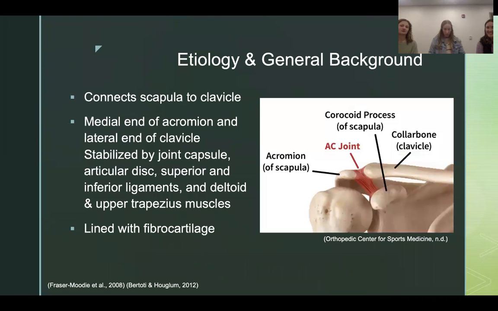Okay, so just to start off, we'll talk about a little bit of etiology and general background about the AC joint. It is the joint that connects the scapula to the clavicle. It incorporates the medial end of the acromion and the lateral end of the clavicle, and it is stabilized by the joint capsule that surrounds it, the articular disc, its superior and inferior ligaments, and the deltoid and upper trapezius muscles. It is lined with fibrocartilage, which is a bit different from other synovial joints in our body because most of those are lined with articular cartilage.